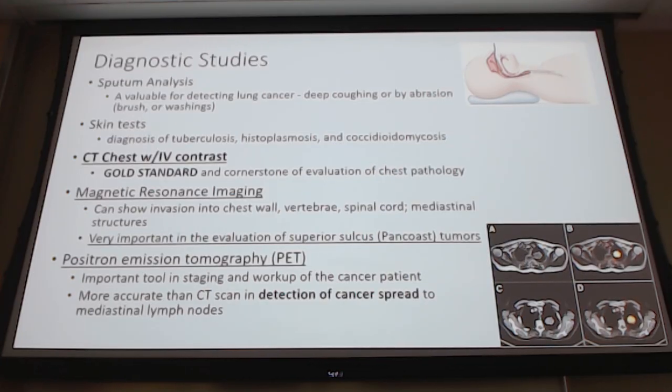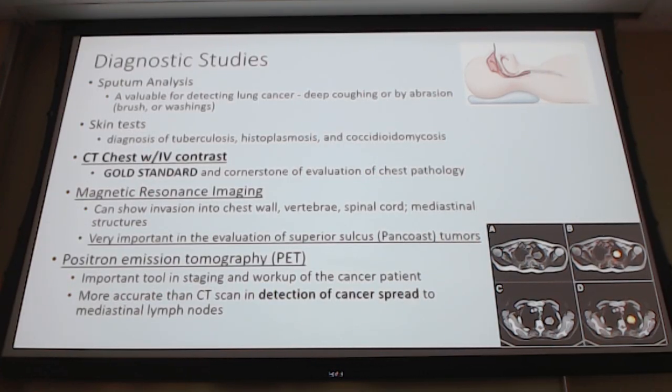We can do skin tests, so tuberculosis screenings, histoplasmosis, and coccidioidomycosis. Okay, we can test the skin, just like, has everybody had a TB test before? Everybody at least should have it once, right? Where they use the subdermal or intradermal infusion of whatever solution. Okay, same thing for histoplasmosis and coccidioidomycosis.